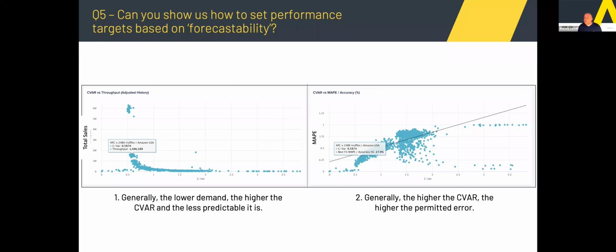So living in that world, if we do have to have a MAPE measure or a forecast accuracy measure, how can we make it fairer, or how can we make it more applicable? So one is forecast value add, which is to try and beat the naive method or the best fit method from the stat engine.